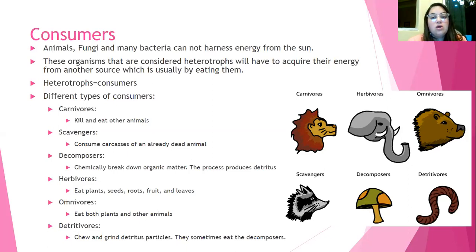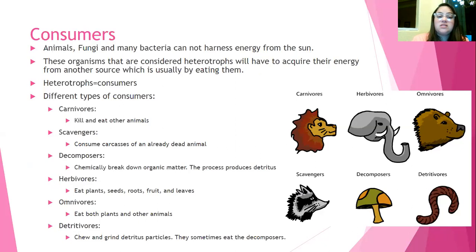So vultures are scavengers, raccoons are scavengers. They don't necessarily kill their prey, they will eat on whatever's left over from another animal that has killed it. Decomposers will chemically break down organic matter. This process will produce detritus. The decomposers are the fungus. So fungi, we learned this when we talked about classification.